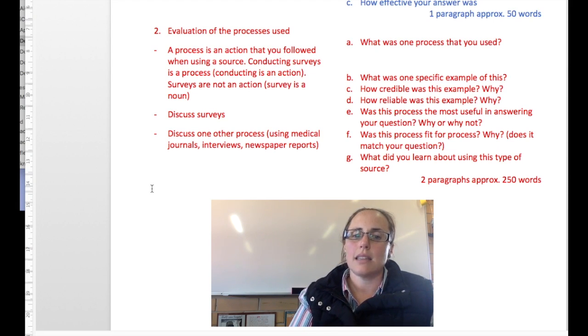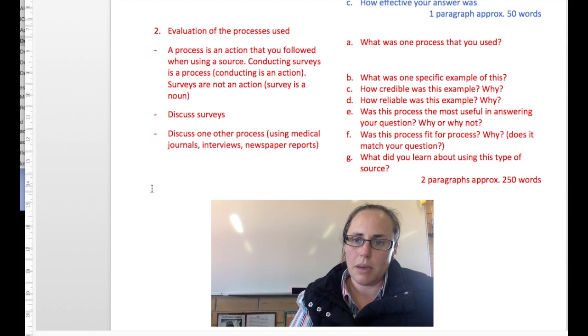And last thing that I'm asking you to do is, what did you find out about using this type of source? Is it really hard to be able to do some parts of it? Is it really easy? Is it something that you'll use in the future? What was the most difficult thing? What was the easiest thing for you to be able to do with this type of source?